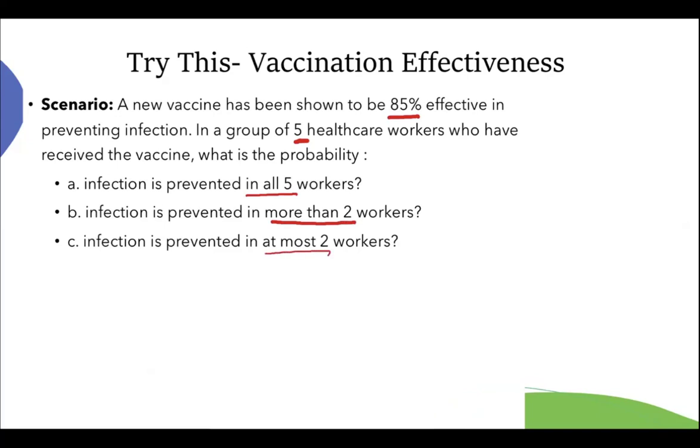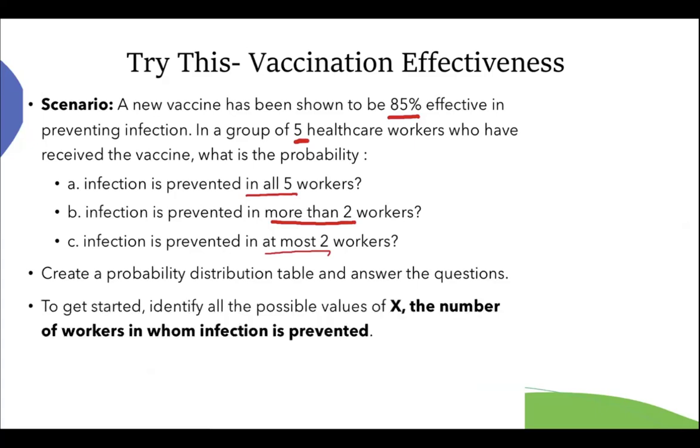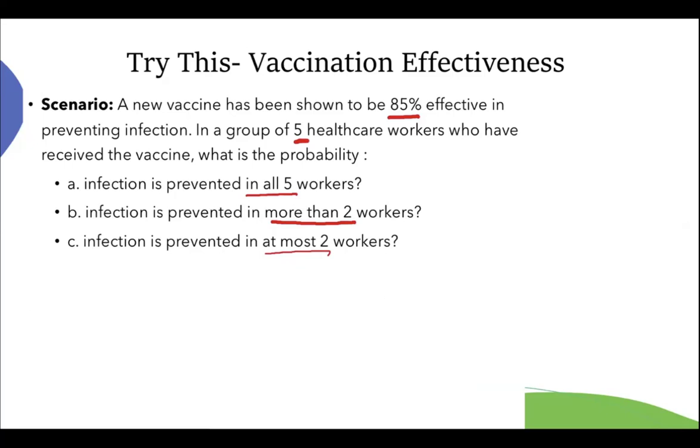Okay, so going through the criteria for the binomial probability, the BINS, the 4 criteria. Hold on a sec, let me go back here. We have a binary outcome. We either have infection being prevented or not. So we have a binary outcome. The trials are independent. Each healthcare worker's success does not influence the next healthcare worker's success or failure.